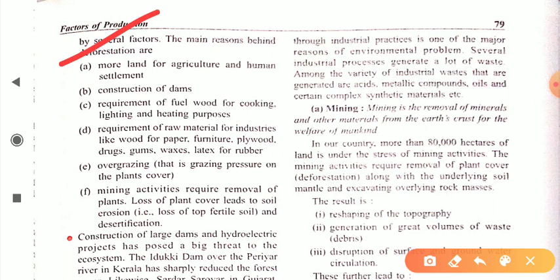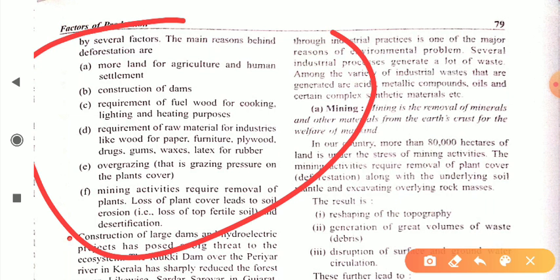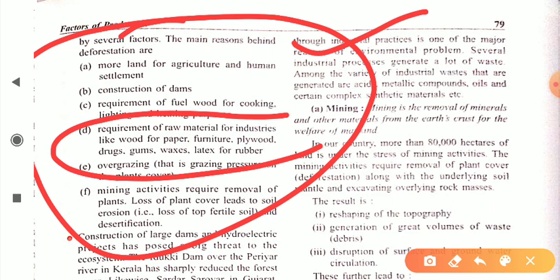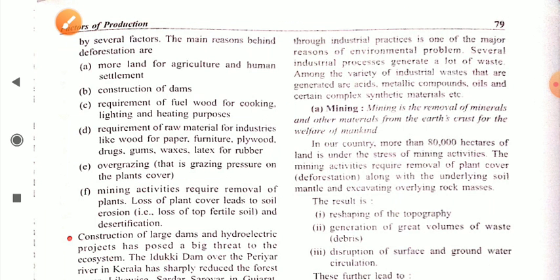Now, there are several factors; the main reason behind deforestation is more land for agriculture and human settlement. The second one is construction of dams, then requirement of fuel wood for cooking, lighting and heating purposes, then requirement of raw material for industries. This is one of the most important reasons why deforestation is taking place: raw materials for industries like wood for paper, furniture, plywood, drugs, gums, wax, latex for rubber, all these are collected from our natural environment.